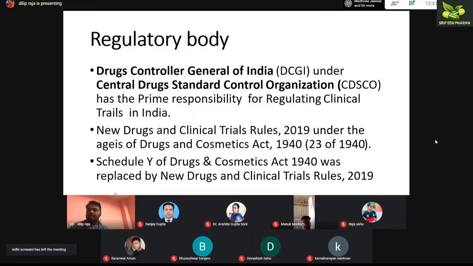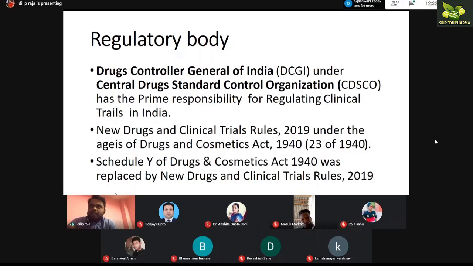Now comes the regulatory body. Right from the beginning, I was mentioning the regulatory body. I said that in phase 0, phase 1, in the whole of the clinical trial, we can recruit volunteers and do the research directly on humans. Who is the one who overall supervises the study, right?